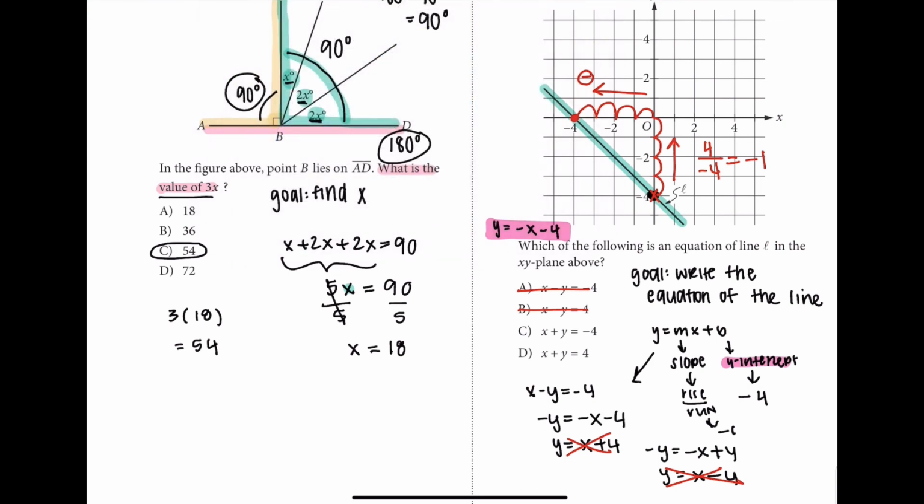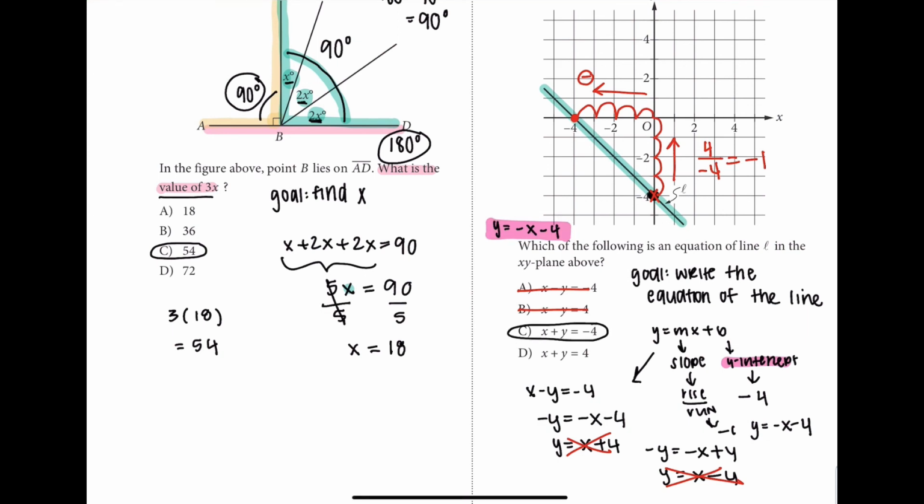Let's look at x plus y equals -4, for answer C. I'm going to manipulate it. So I've basically brought over the x. And we don't have to divide anything by -1 because the y is already positive. And as you can see, this is in fact a match to our equation. So C is the correct answer.